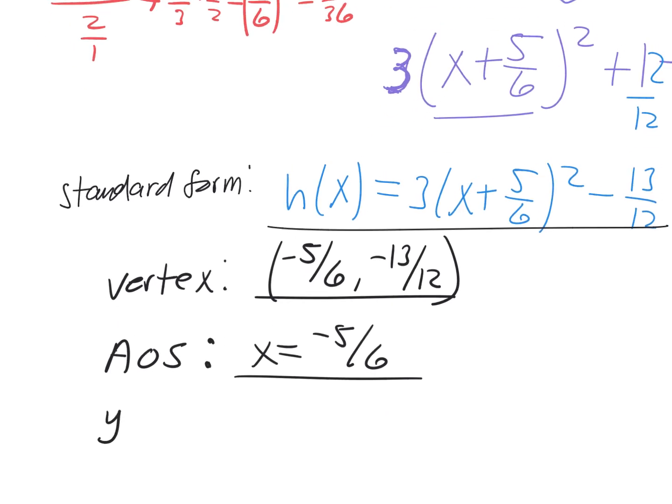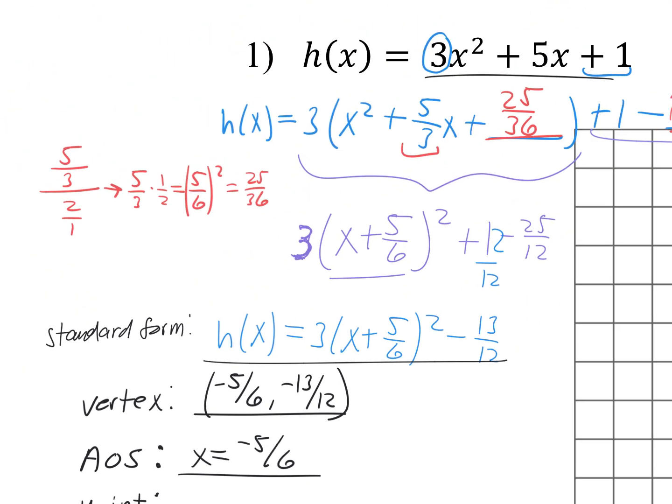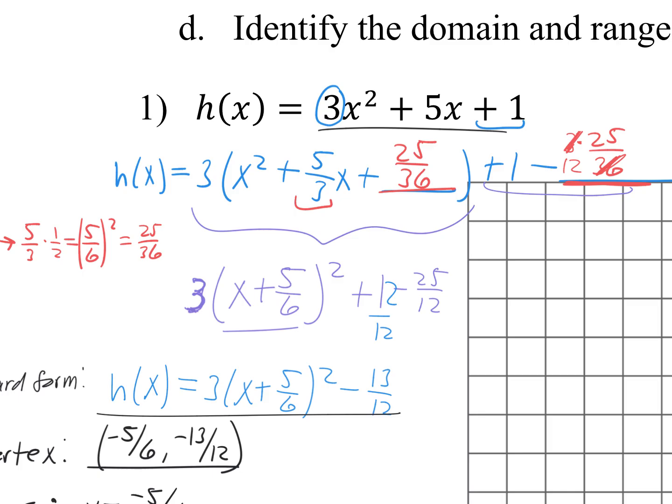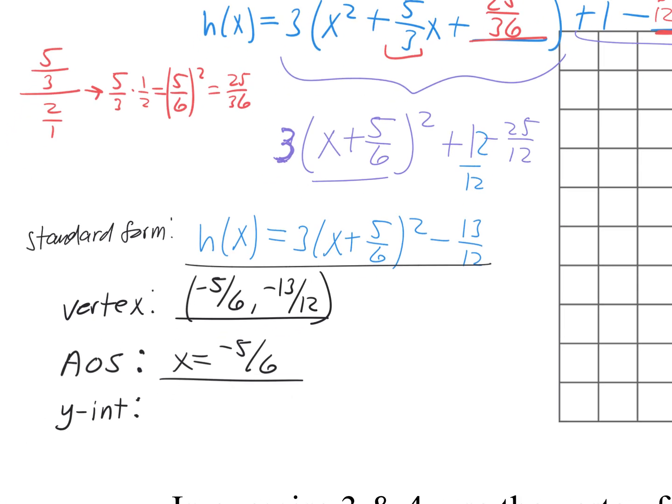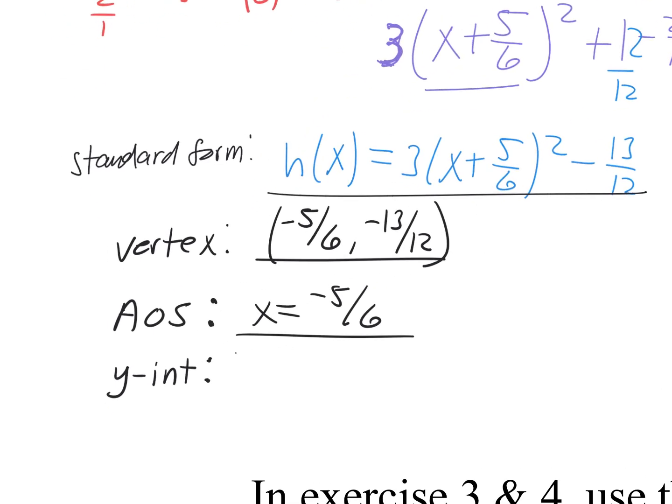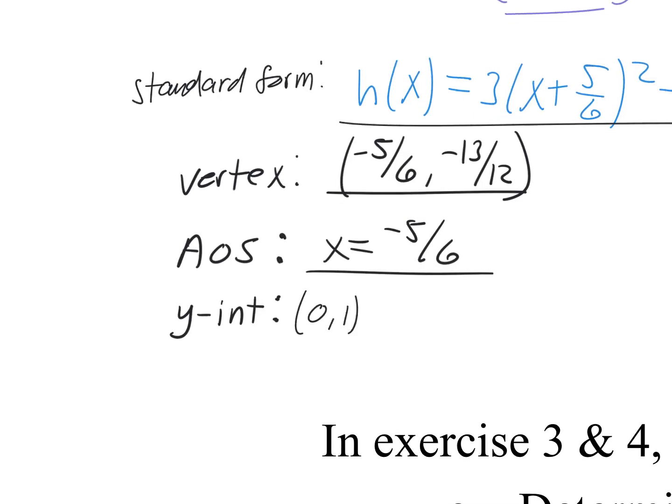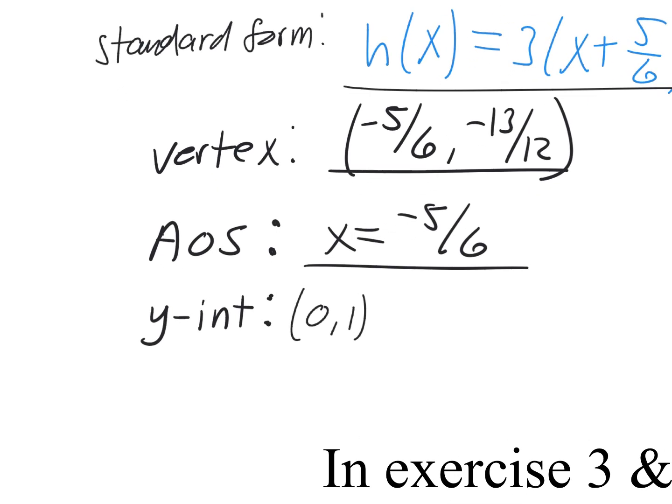Another super easy thing, your y-intercept, right? Look at the original problem that was in general form. Just by looking at that, how do we figure out our y-intercept? Right, it's 0, comma c, right? So 0, comma 1. All right, what might require a little bit more work is your x-intercepts. All right, how do we find our x-intercepts?